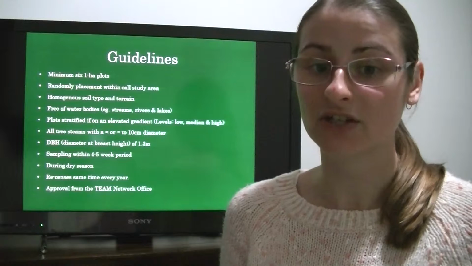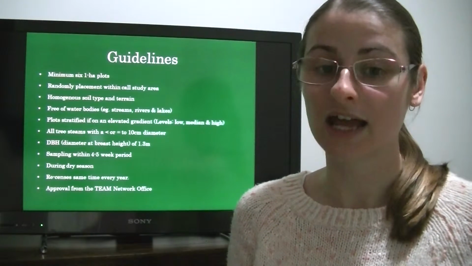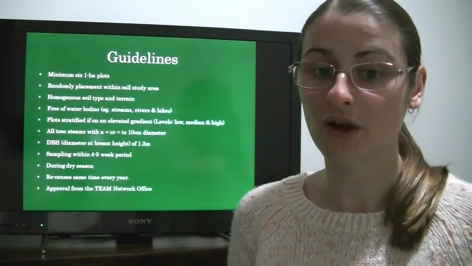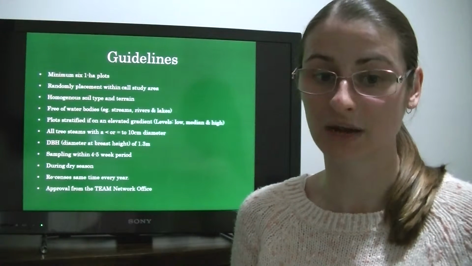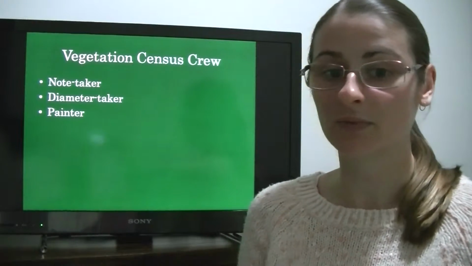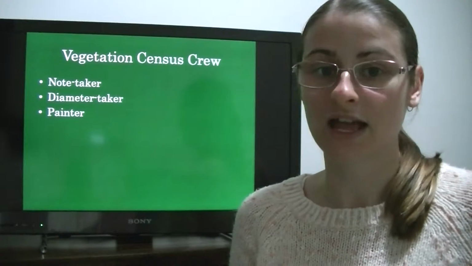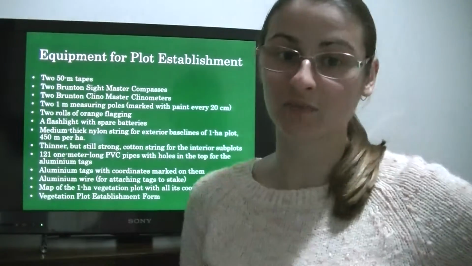All sampling of vegetation plots must be done within a 4 to 5 week period during the dry season, and subsequent recensus should be done during the same time each year. Though before any monitoring is undertaken, the location of each plot must be approved by the TEAM Network Office. Before sampling can be done, a crew must be trained in the following 3 areas, and all equipment must be gathered. Here is a list of equipment that you will need to establish the plots.